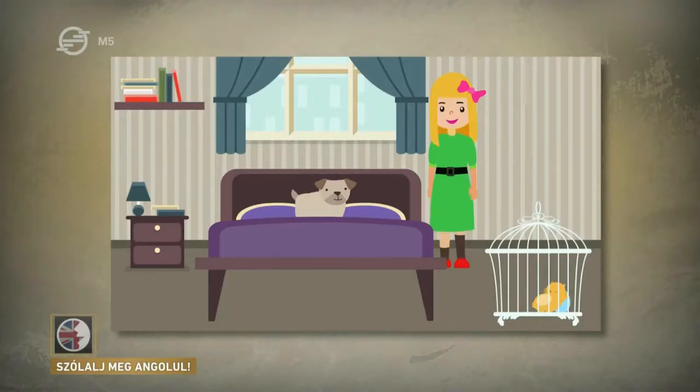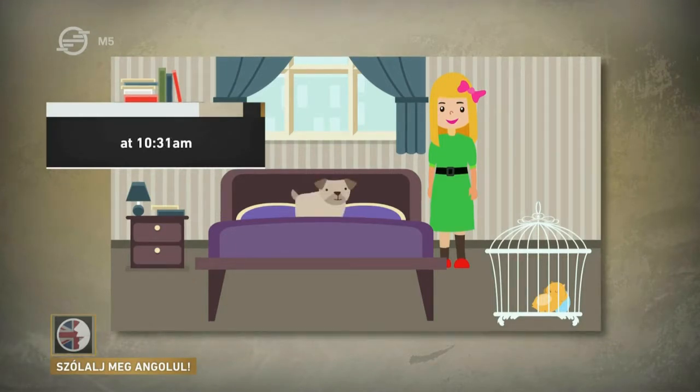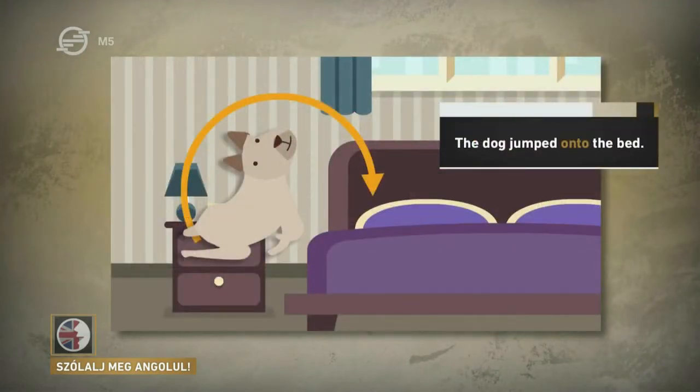Okay, let's look at another preposition of movement, onto. Now, we know the preposition of place on. The dog is on the bed. Okay. Now, at 10:30 a.m., the dog was on the floor. At 10:31 a.m., the dog was on the bed. What happened? Well, the dog jumped onto the bed.